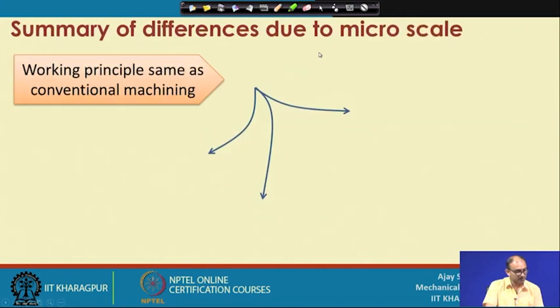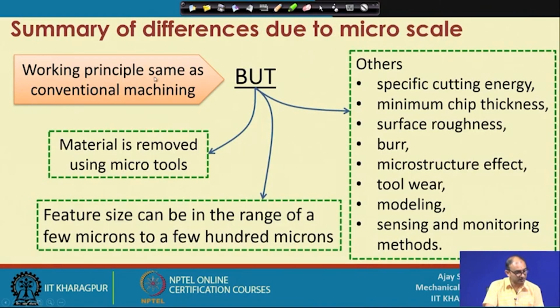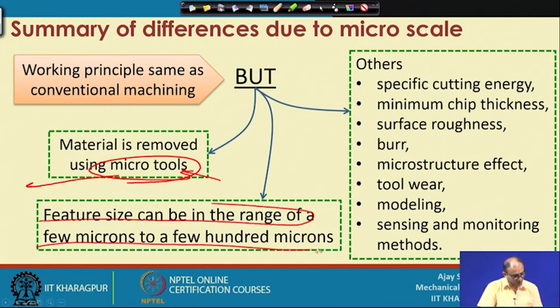So, what is the summary of these differences? The machining principle is mostly the same, material is removed, but there are differences. One is that the material is removed by micro tools, so you have to fabricate this micro tool. That is also one of the processes, because when you are cutting at a micro scale, you are using a micro cutting tool, but you also have to find processes which fabricate this micro tool. Those processes are again machining processes, so the requirements are very tight for these processes. Feature size can be in the range of a few microns to hundreds of microns.